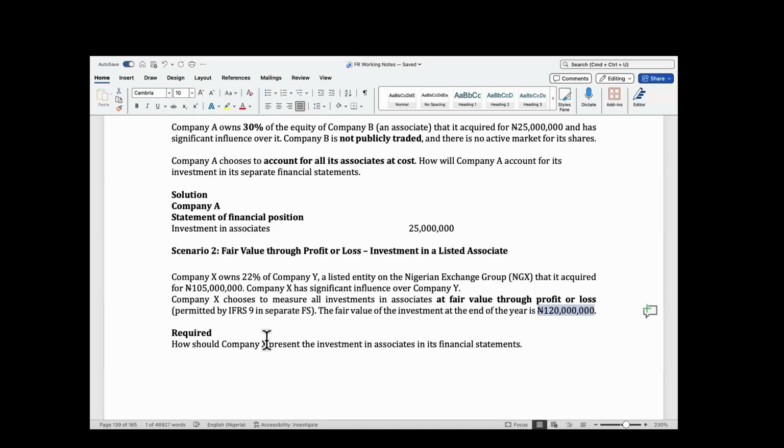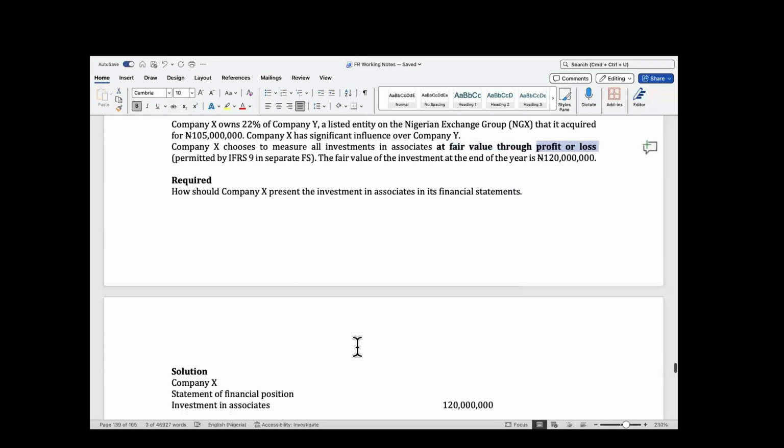Okay, this one, since company X chooses to use fair value through profit or loss, even though the cost of the investment is 105, at the end of the year the fair value is 120. So it will recognize it at 120. However, since it has made a gain, because it was 105 before and now it's 120, a gain of 15 million, that 15 million shall be recognized in P&L, because this is fair value through P&L. So any changes in that fair value, recognize it to P&L. And that's how that works.